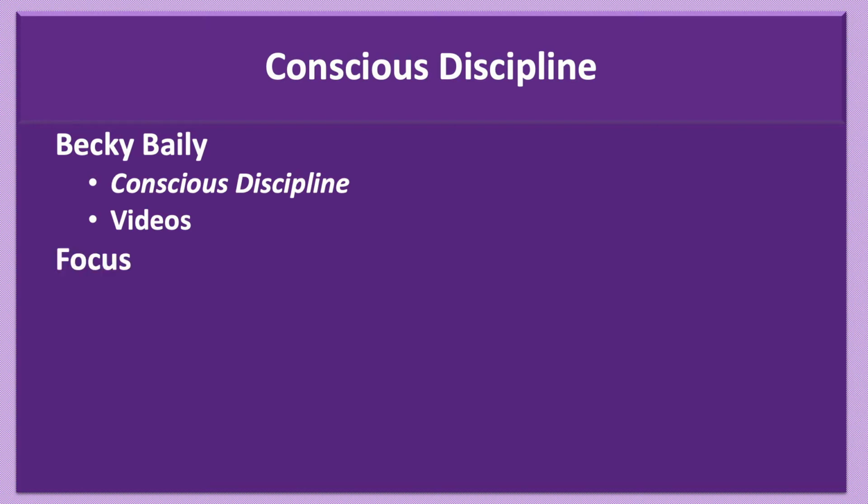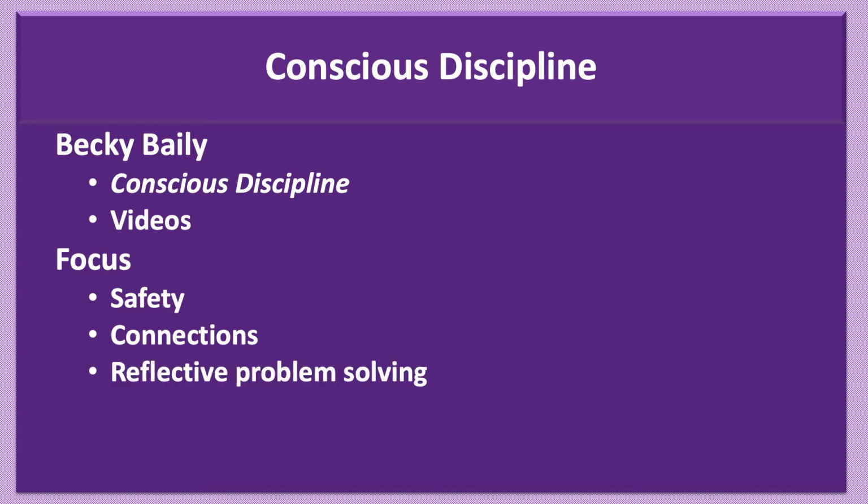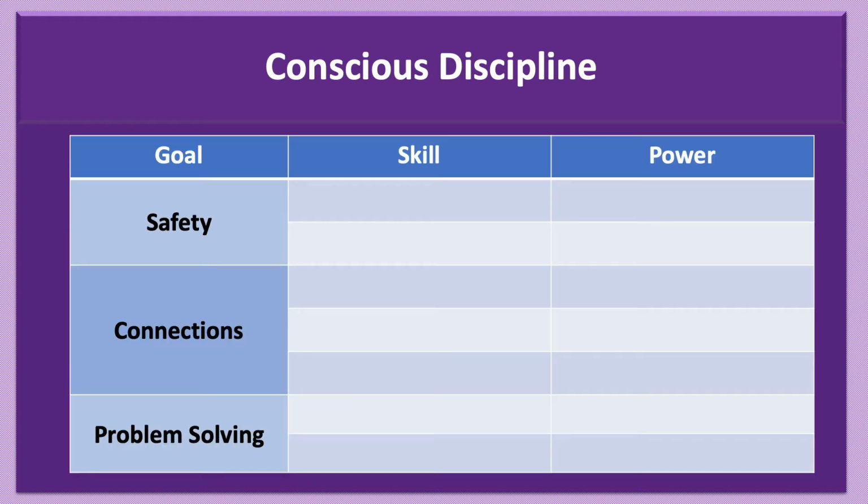videos. There is a focus on facilitating a sense of safety, creating empathetic connections with others, and engaging in reflective problem solving. There are 7 skills associated with these 3 goals. For each of the skills, there is an identified personal power that must be developed. Educators must develop these powers as well as learners. For the goal of safety, there are 2 skills: composure and assertiveness. The skill of composure is developed through the personal power of perception.